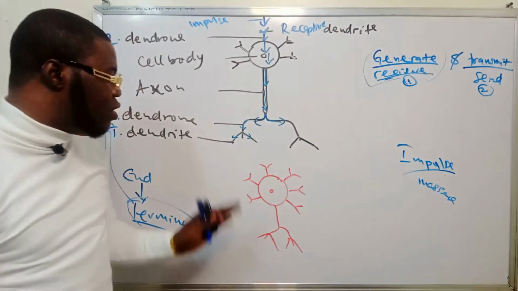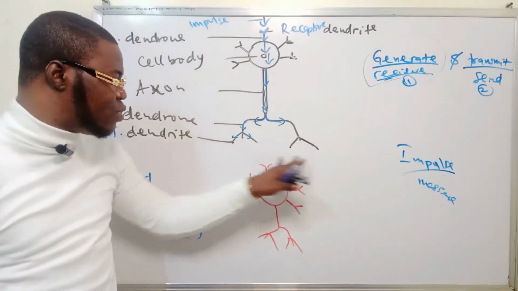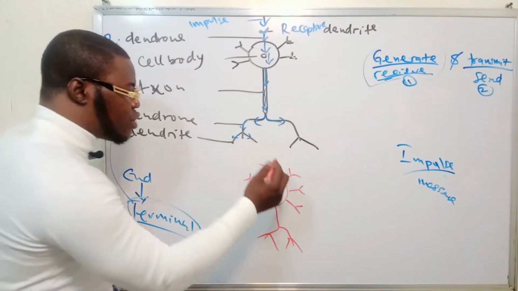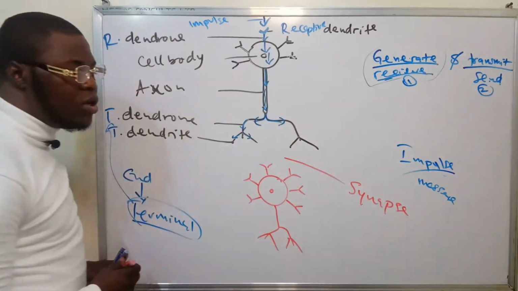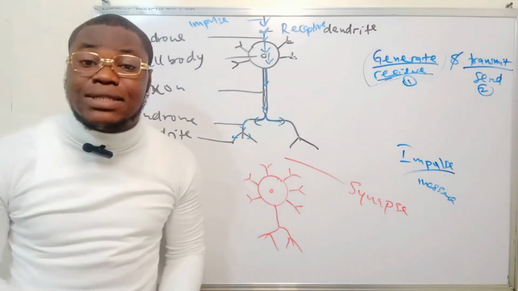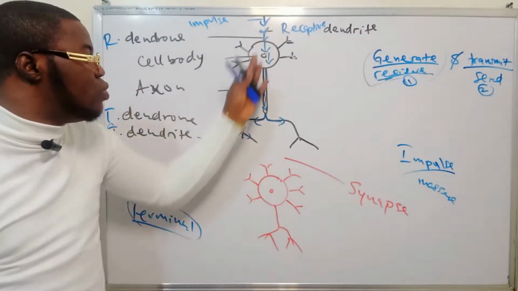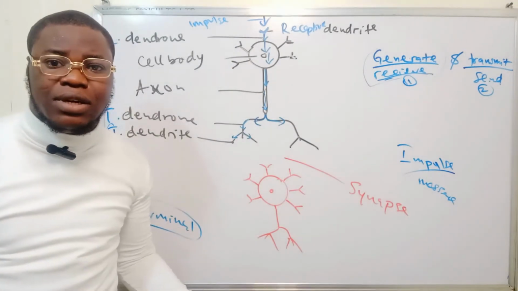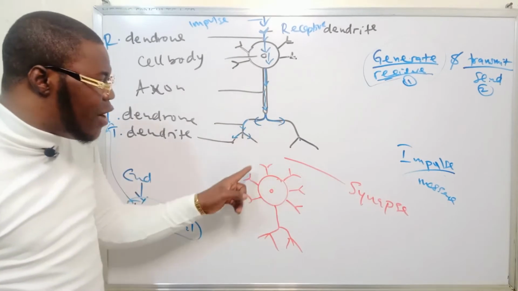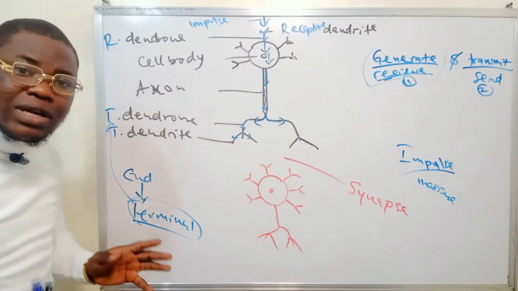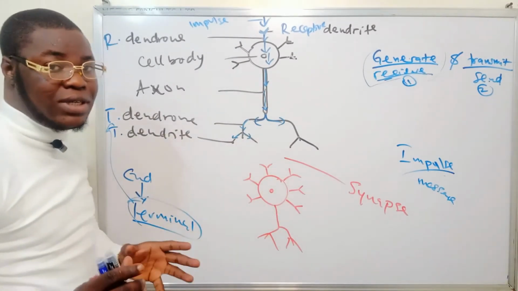Now, you can show that they are not in direct connection. There's a space between them. The space between them is called the synapse. So if you are defining a synapse, you can say a synapse is a space between two neurons. As simple as that. Now, because you have a space between these two neurons, how will the impulse, these arrows, reach it? Now, careful. Let's start all over again so that you can understand.